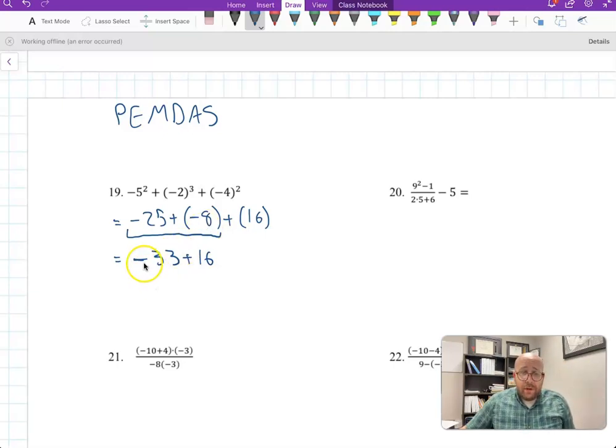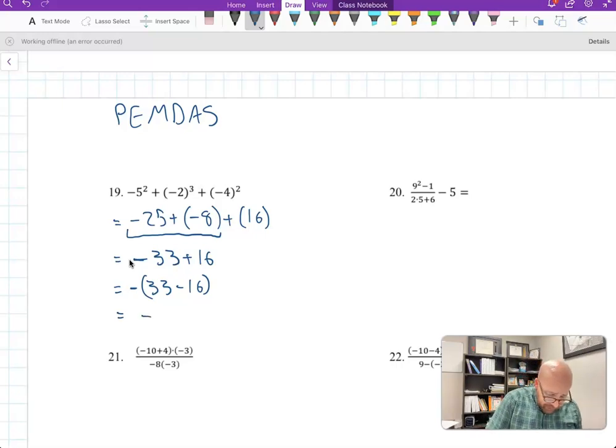We have negative 33 combined with a positive 16. To evaluate this, we're first going to think about what's the difference between 33 and 16. But because 33 is larger than 16 and 33 is negative, our answer must be negative. And 33 minus 16 is 17. Make it negative, negative 17.